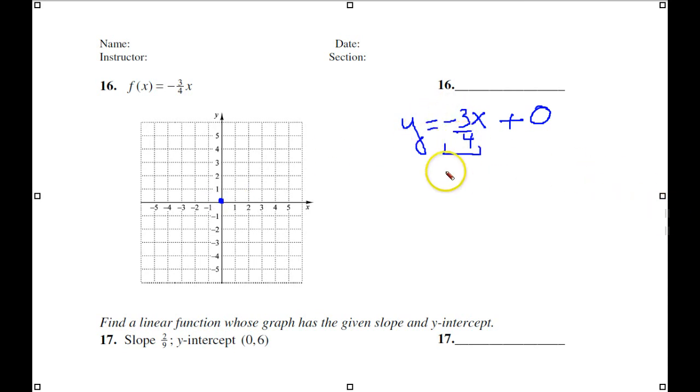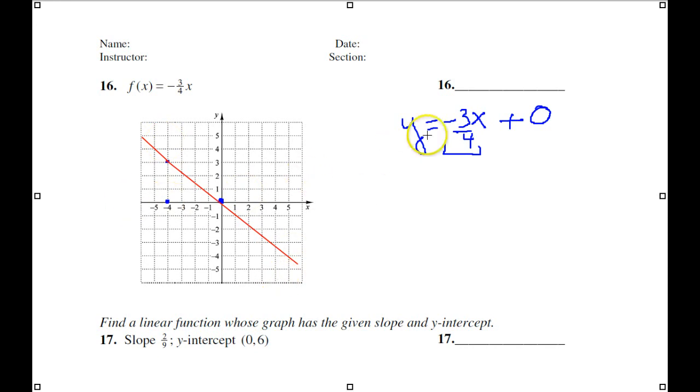Now notice this slope is negative. So I'm going to use my x term and go 4 units to the left. And I'm going to do 3 units of rise. And there is my graph that goes through the origin, like so. Okay? And it extends this way too. And there are arrows at the end.